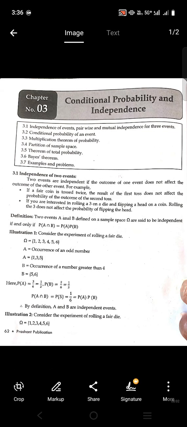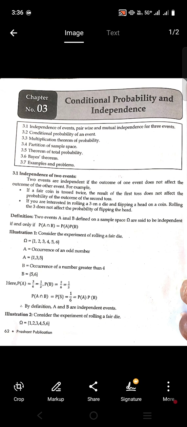Good afternoon. In the last lecture we saw conditional probability and independence, and the definition of independence of two events, and we solved a numerical example on independence of two events. In this lecture we give another example of independence of two events. Consider the experiment of rolling a pair of dice.